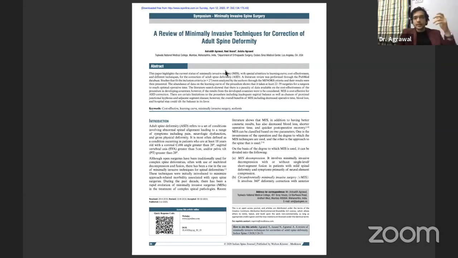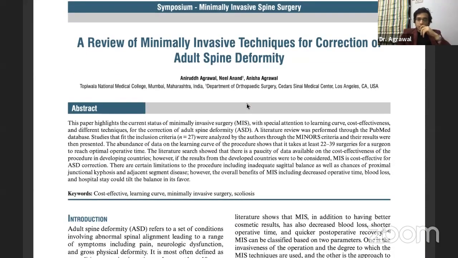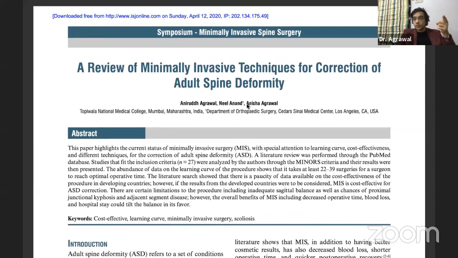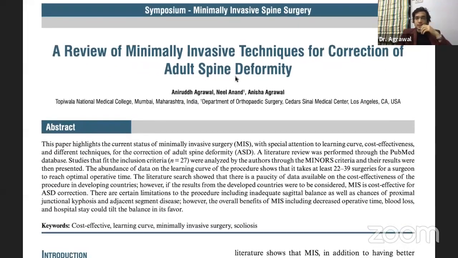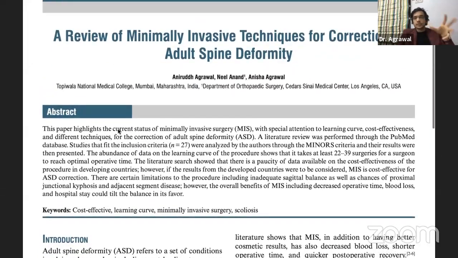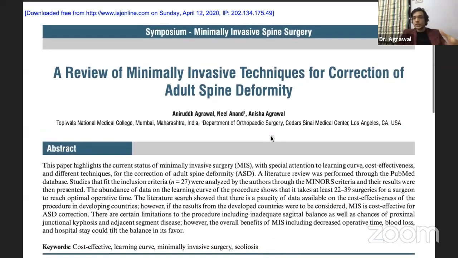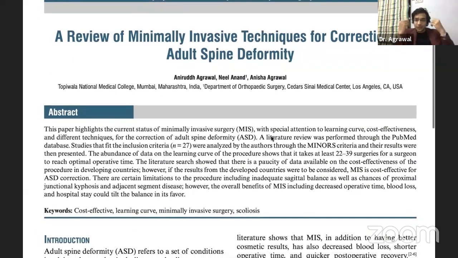Okay, so this is a relatively simple article that I'd written with Dr. Neil, who you saw on the first day of the conference. He was invited for this review in the Indian Spine Journal, and he asked me to write it, and that's why I'm the first author here. He very graciously asked me to be first author. See the paper highlights: I directly move on to the current status of MIS, with special attention to the learning curve and cost effectiveness. I'm directly talking about what this paper is highlighting, because minimally invasive surgery in spine deformity is such a common thing that it doesn't need so much background information.